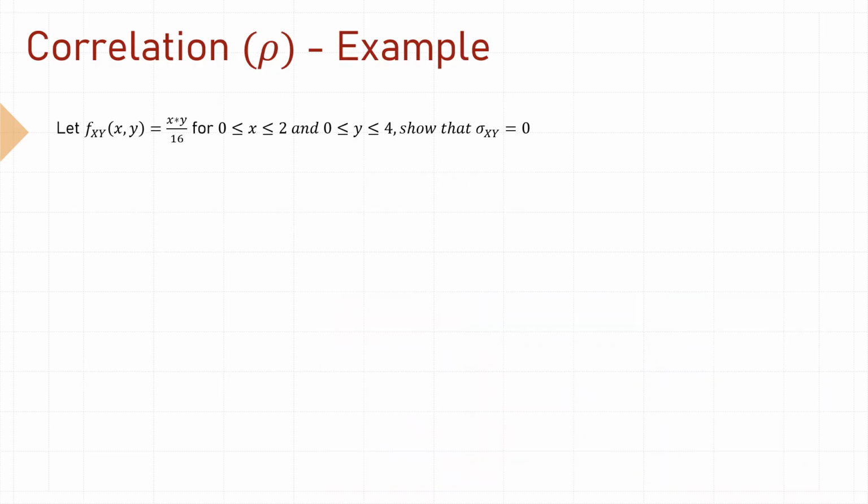Let's go over an example together. We are given a joint probability distribution, and we are tasked to show the covariance is 0. You can pause the video here and take a moment to answer this question.